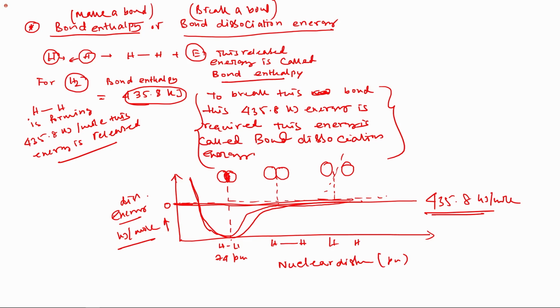So with these hydrogen atoms, we have discussed the bond enthalpy and the bond dissociation energy, and how this bond is formed and how it is dissociated. Now after that, we will learn about the orbital overlap concept.